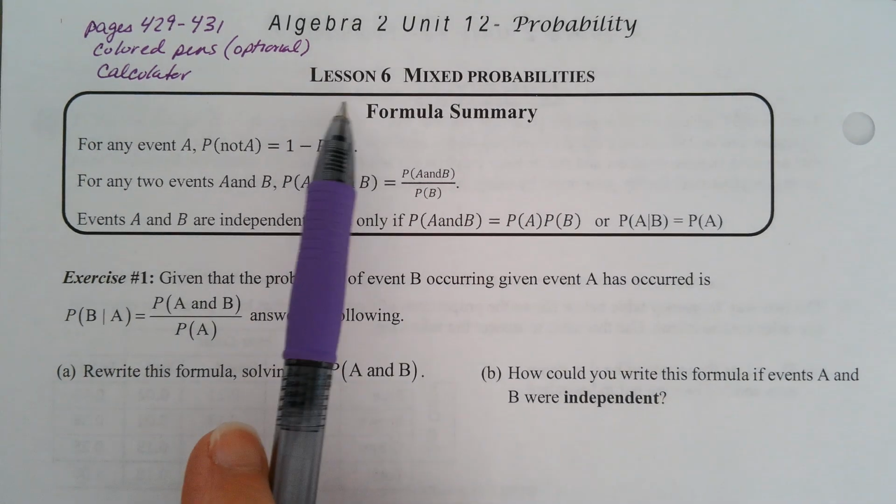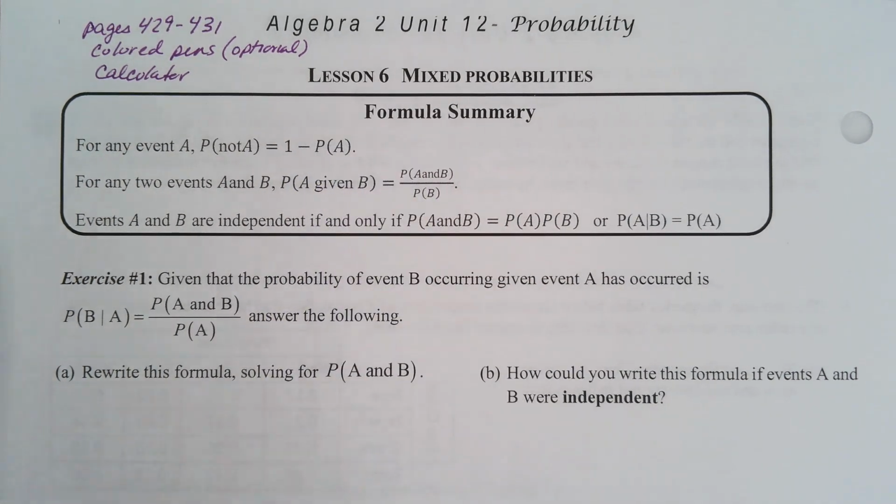Today we are on Unit 12, Lesson 6, Mixed Probabilities. We'll be covering pages 429 to 431. I'll be using colored pens, so that's optional, and you also want to have your calculator for simple operations: adding, subtracting, and dividing.